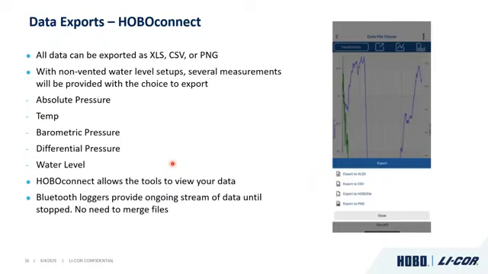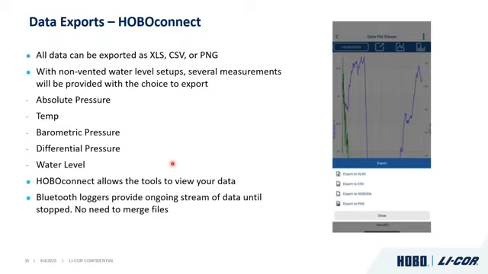HOBO Connect has very similar capabilities where you can export. It allows Excel, CSV. Also, if you want a PNG of the graph itself, that's provided there. Again, non-vented water level setup, so you have all these parameters that you have the option for. You can select or deselect them. HOBO Connect allows you to also visualize your data.